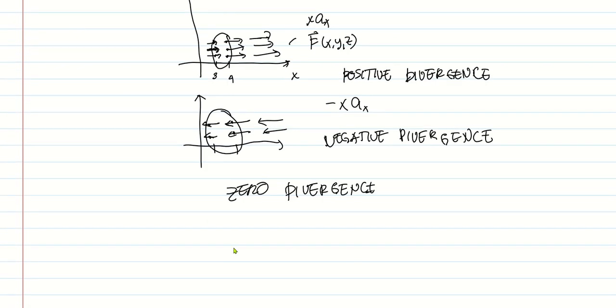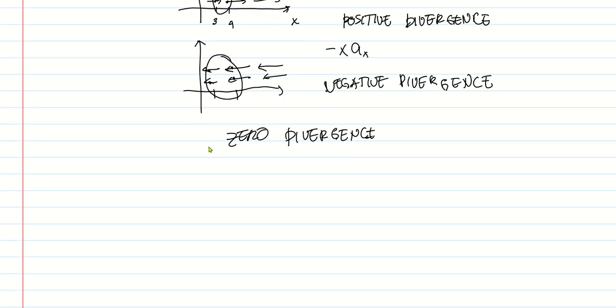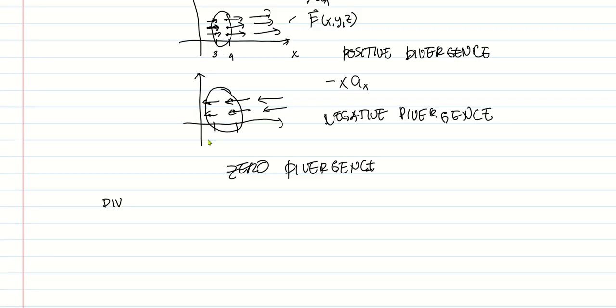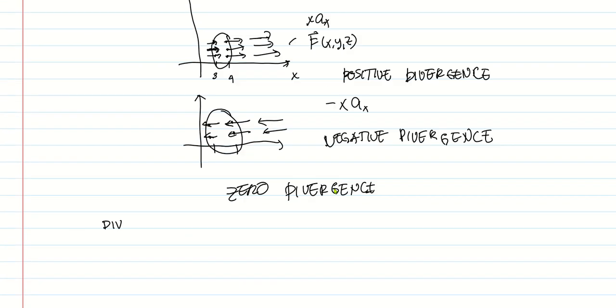Now, how do we evaluate this divergence? The divergence of a certain vector f of x, y, z. So this is a vector. The divergence of f is the same as the dot product of the del operator with that vector.